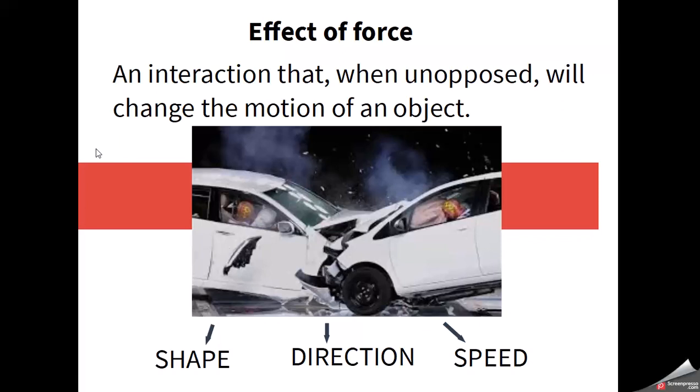They're no longer going in the same direction. The third factor that's affected is speed. These vehicles have gone from travelling very fast at each other to virtually a stop. So their speed has been altered by the force. So the three factors that are affected by force are shape, direction and speed.